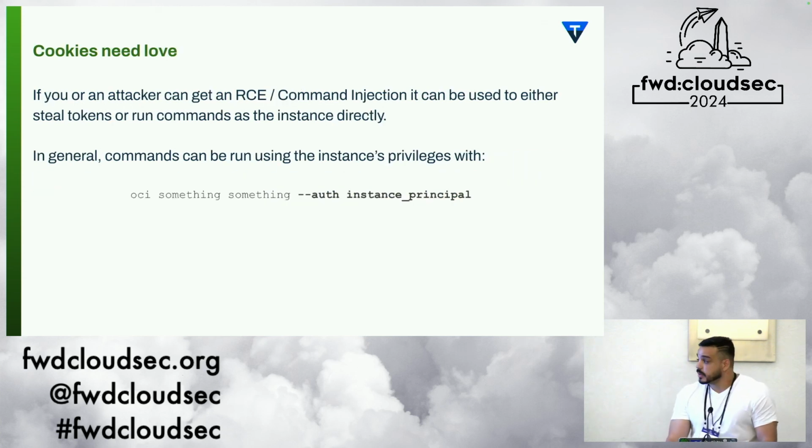The other technique that we developed was called cookies need love. If you figured out an instance that has an RCE, you can just execute a command injection or any kind of remote code execution in that instance. And then if you need to, you can run commands directly as that instance. By doing this, basically you just have to run this command over here, like OCI, the command that you want, and then /auth instance principal, and this will run as the instance that you're running on.